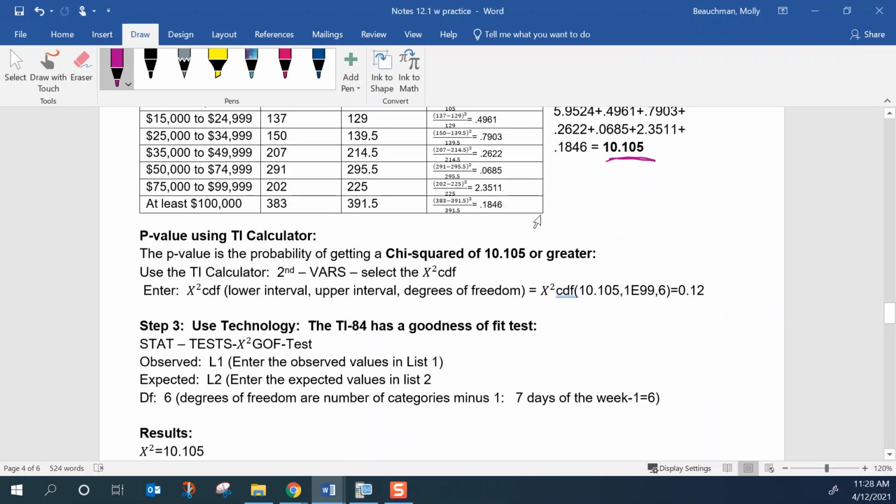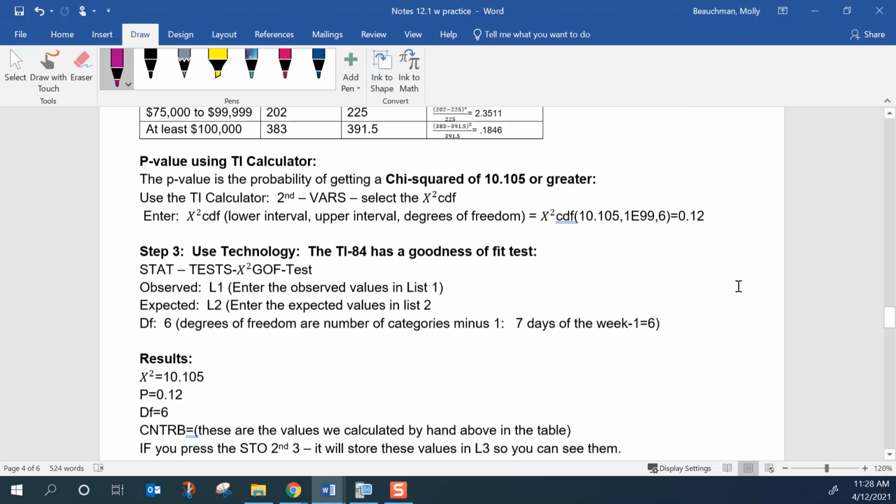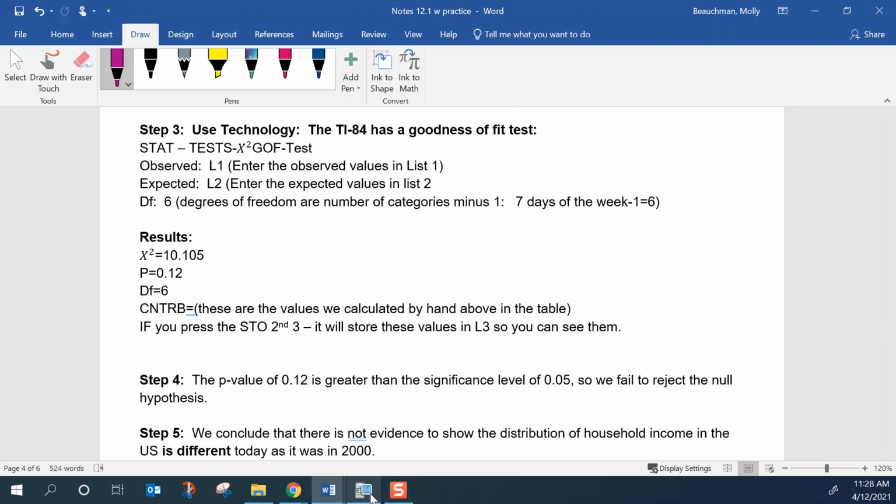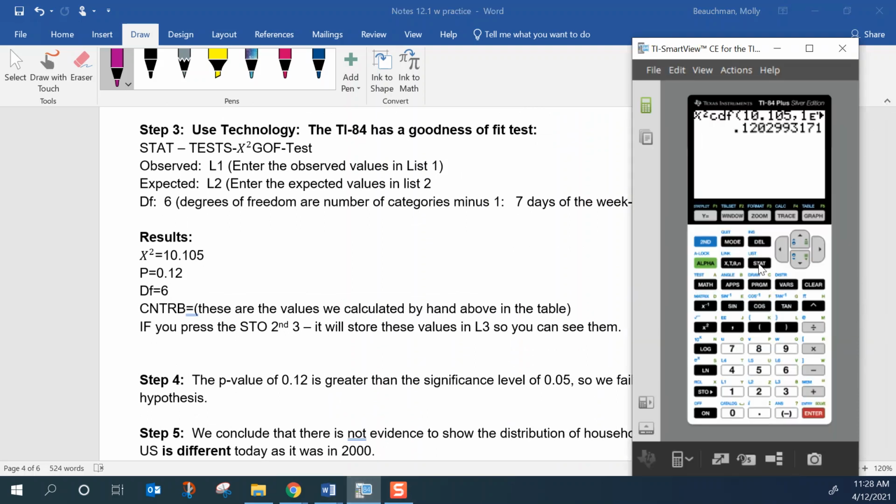All right, so that's if we calculate by hand, okay? Use technology. The TI-84 has a goodness of fit test. The goodness of fit test is in statistics, tests. Scroll down until you find goodness of fit. Chi-squared GOF test. Observed, you have to put in your lists.